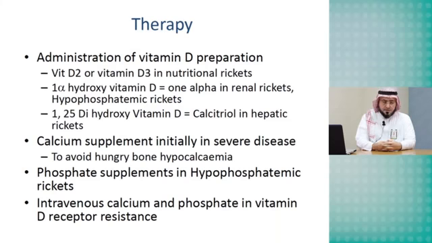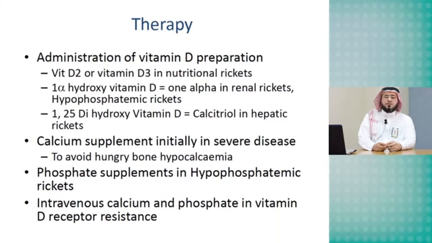But those with kidney problems, renal rickets, renal tubular acidosis, hypoparathyroidism, we need to give them 1-alpha hydroxyvitamin D. The generic name is 1-alpha. 1-alpha means 1-alpha hydroxyvitamin D3. And those with renal rickets, liver or hepatic rickets, we need to give them calcitriol, which is 1,25 dihydroxyvitamin D.